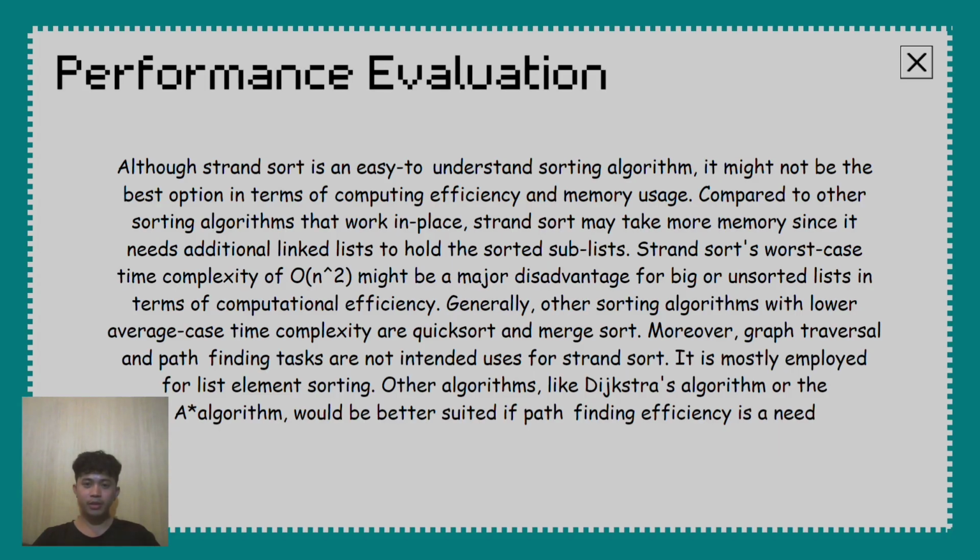For the algorithm assessment, the performance evaluation for strand sort had an easy-to-understand sorting algorithm. It might not be the best option in terms of computing efficiency and memory usage compared to other sorting algorithms that work in place. Strand sort may take more memory since it needs additional linked lists to hold the sorted sublists. Strand sort's worst-case time complexity of O(n squared) might be a major disadvantage for big or unsorted lists in terms of computational efficiency. Generally, other sorting algorithms like quicksort and merge sort have lower average case time complexity.